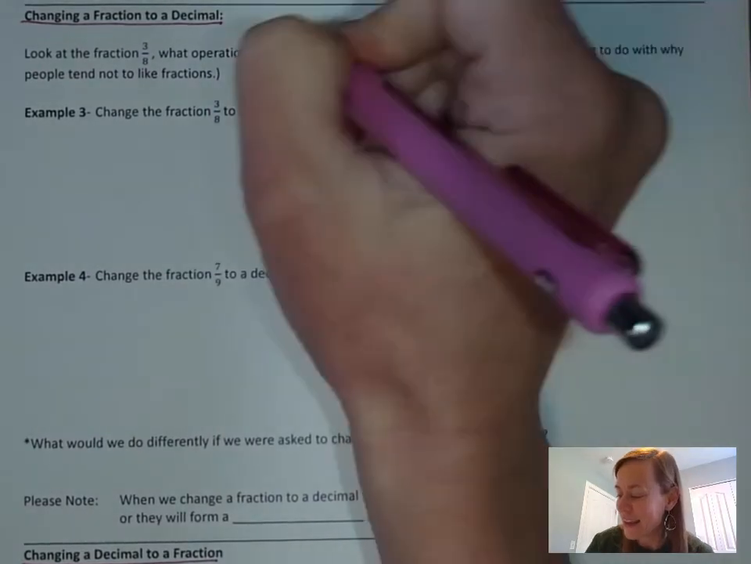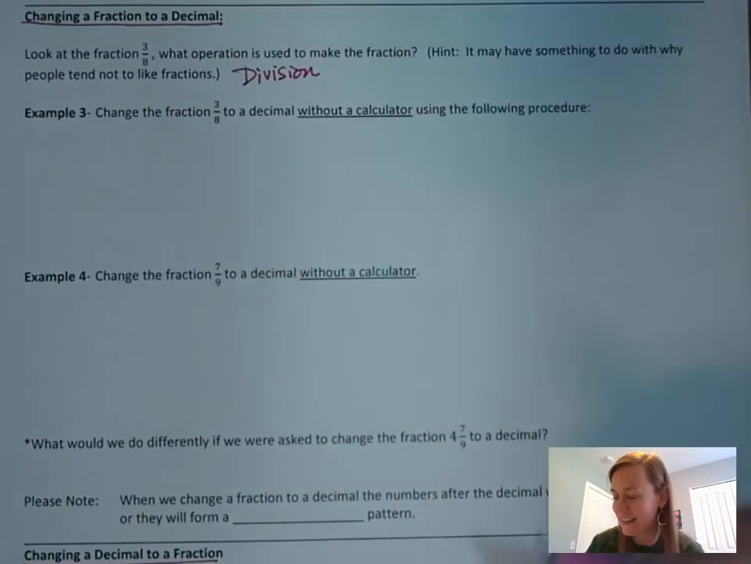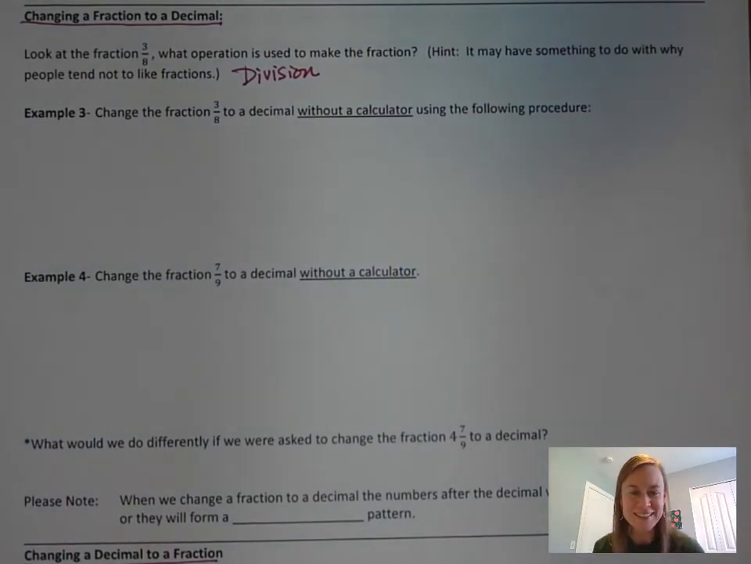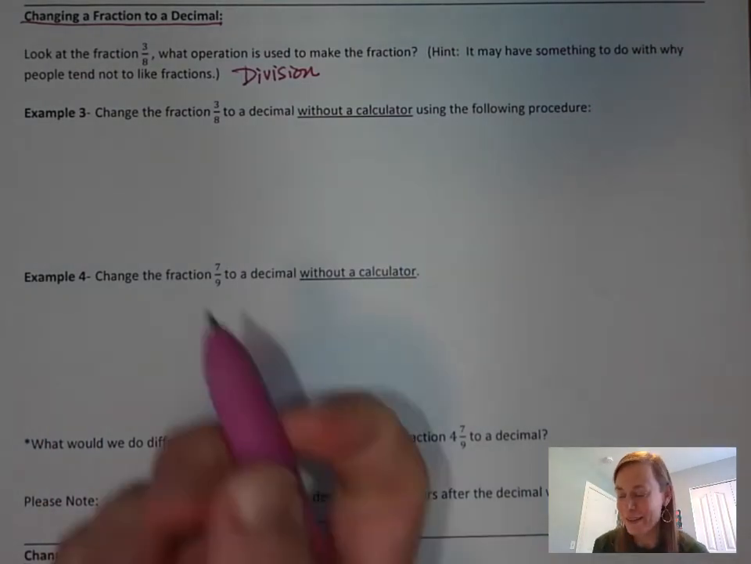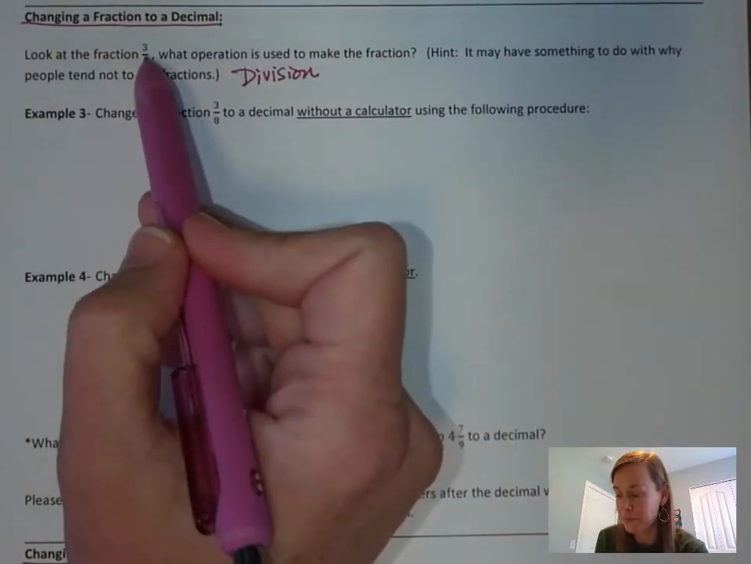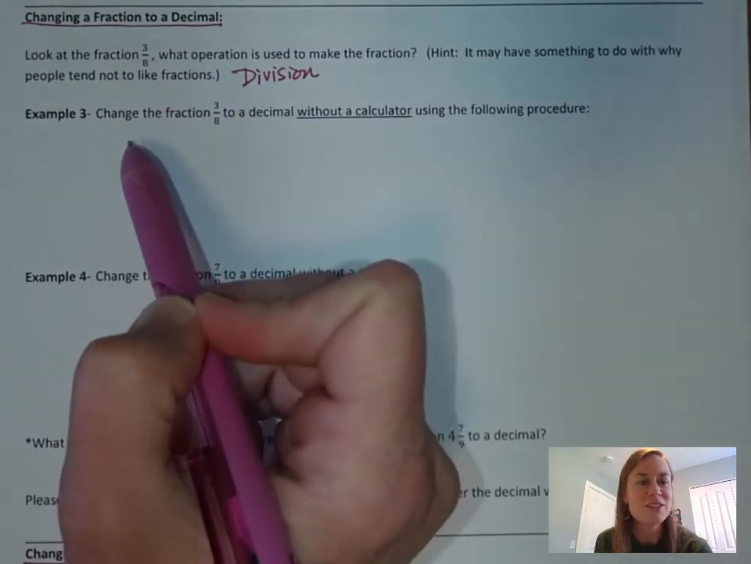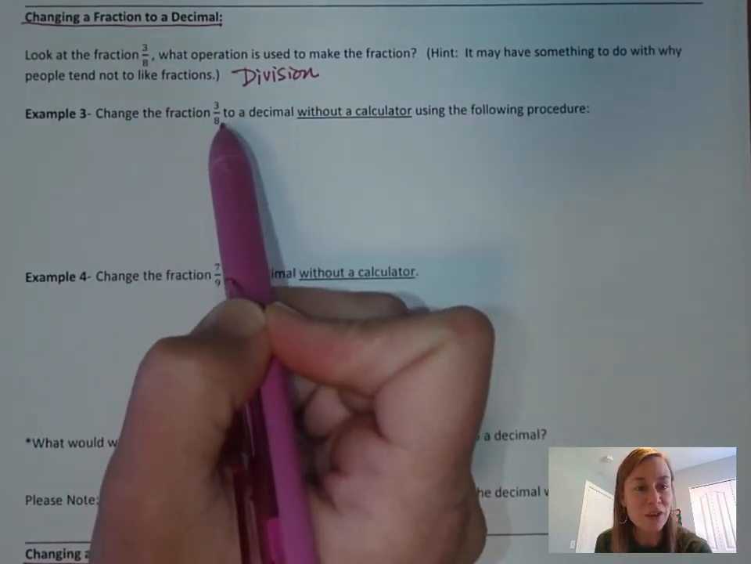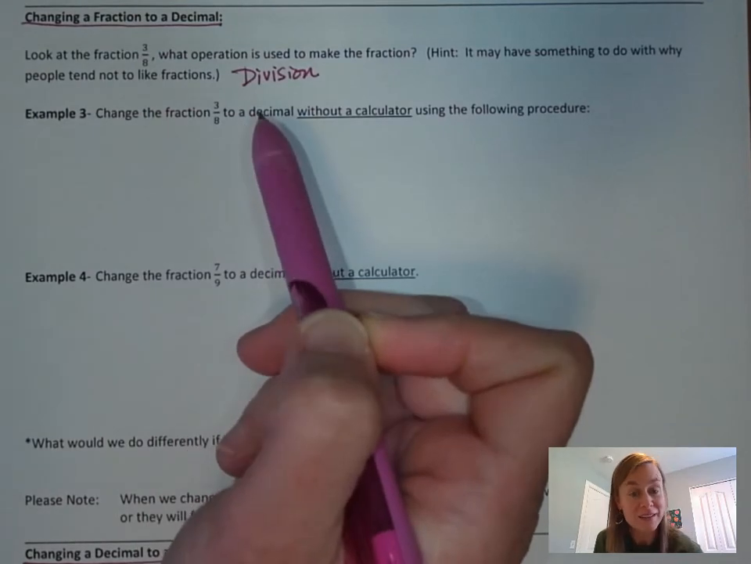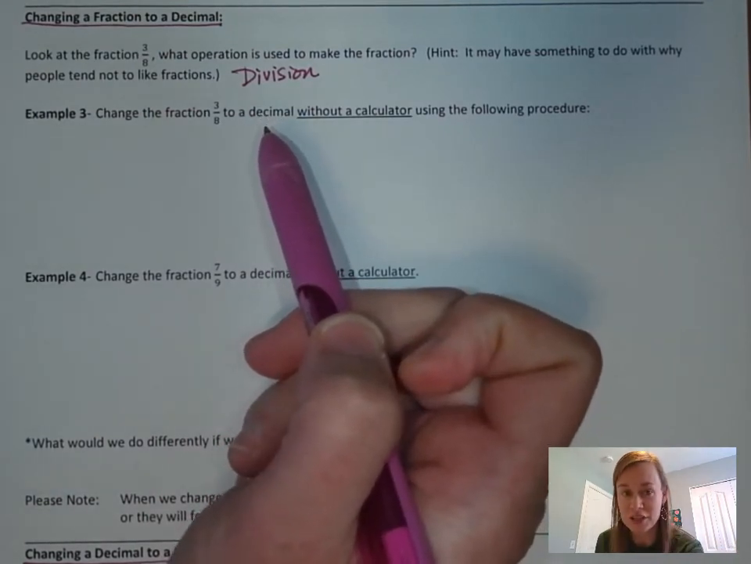And it's also saying that because a fraction problem is essentially division, do you guys not like division? Division's fine, right? I don't know. This paper's just crazy. We're just going to go with it though. A fraction is essentially a division problem. And that's all you need to learn from this part right here. So let's change the fraction 3/8 to a decimal without a calculator using the following procedure. And that procedure is just going to be division.